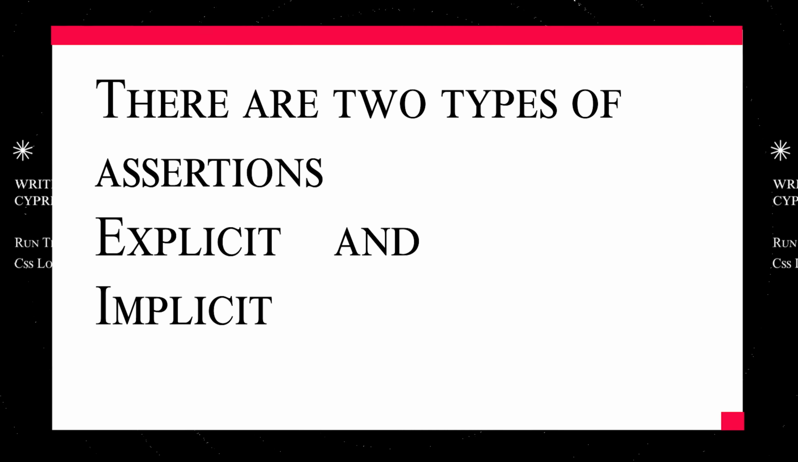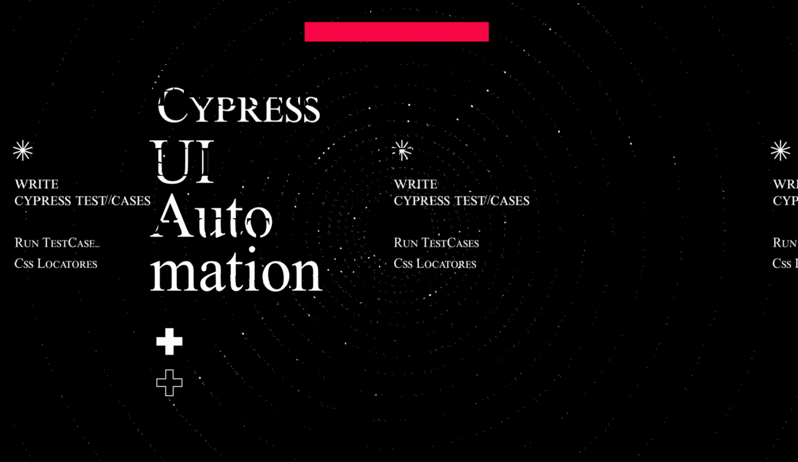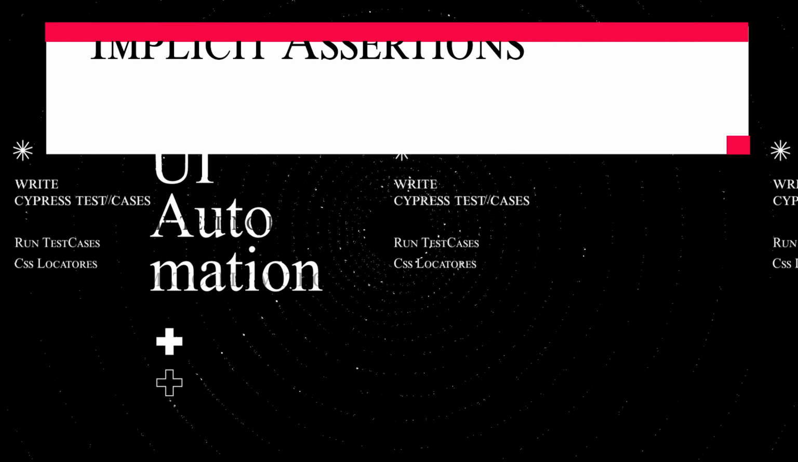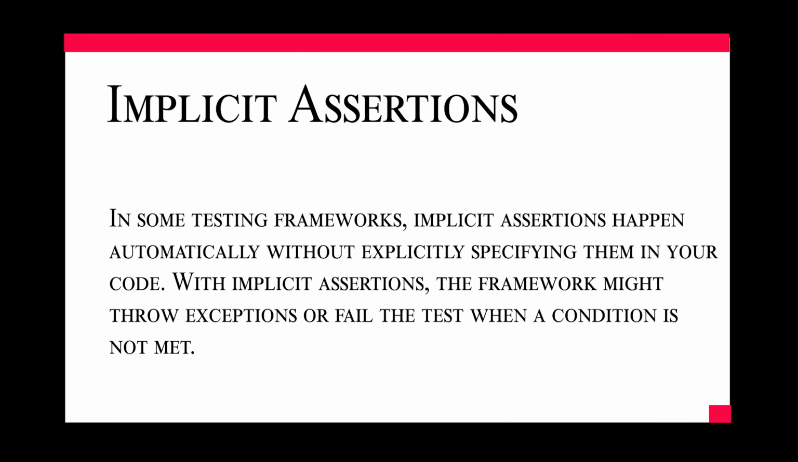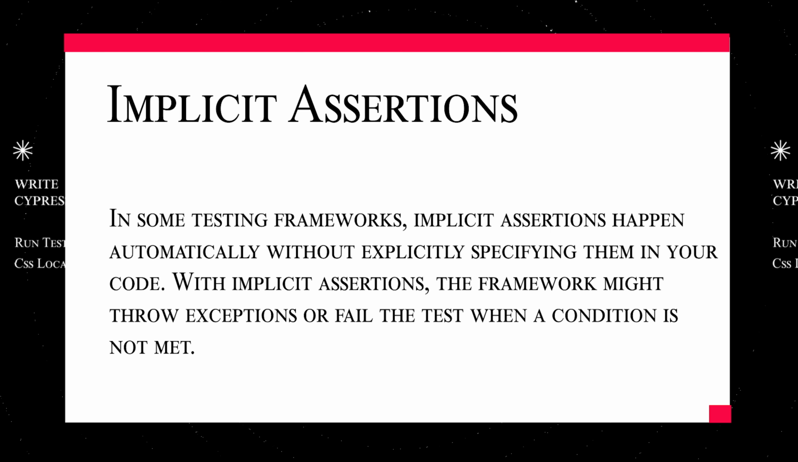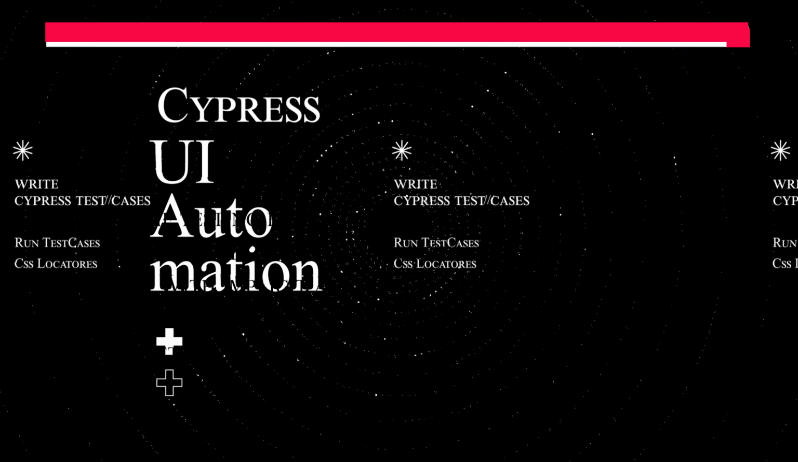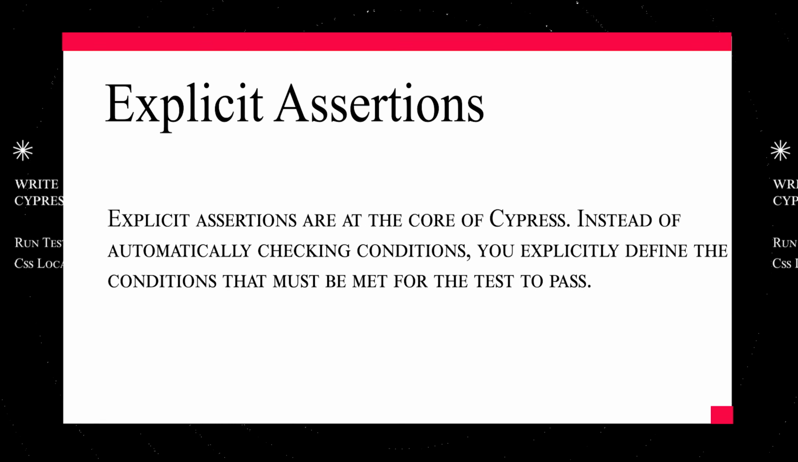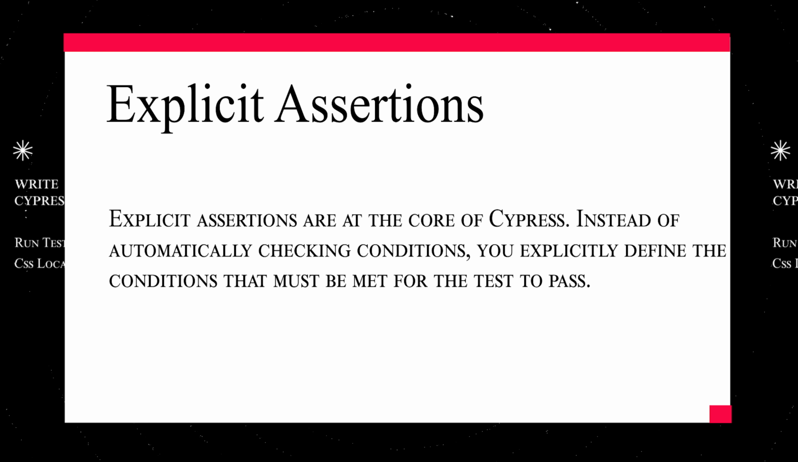Now let's talk about implicit assertions. In some testing frameworks, implicit assertions happen automatically without explicitly specifying them in your code. With implicit assertions, the framework might throw an exception or fail the test when a condition is not met. However, it is important to note that Cypress follows a different philosophy. Cypress primarily emphasizes explicit assertions.